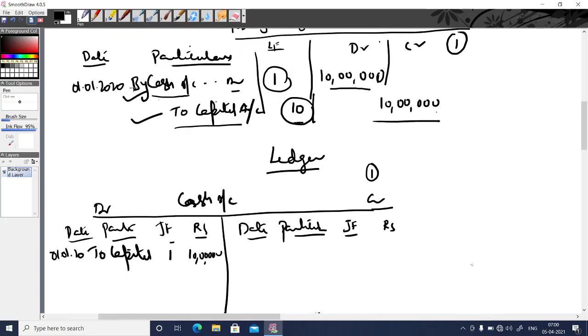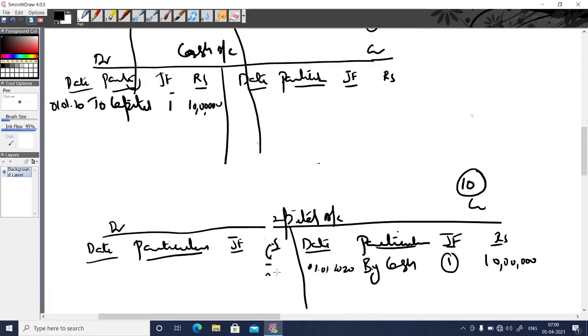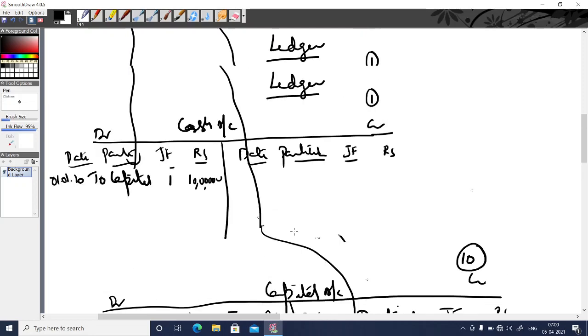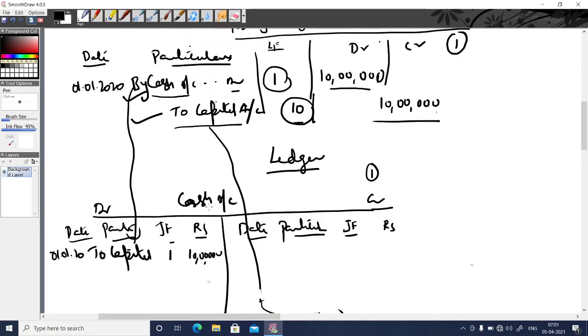I'll give you a linkage here. This is how I post the debit entry and the credit entry. We give a linkage between this and this.